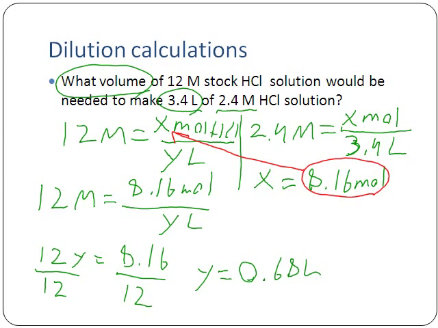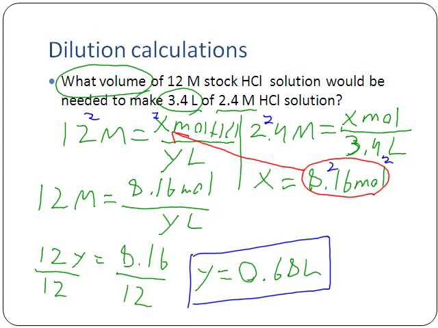To check significant figures, looking at what we originally started with, the 12 molar stock solution has 2 sig figs, the 2.4 has 2 sig figs, the 3.4 has 2 sig figs. That means that my X down here will have 2. That means that this one will have 2. Since everything has 2, it means my final answer will have 2 sig figs, and so this is a good final answer.